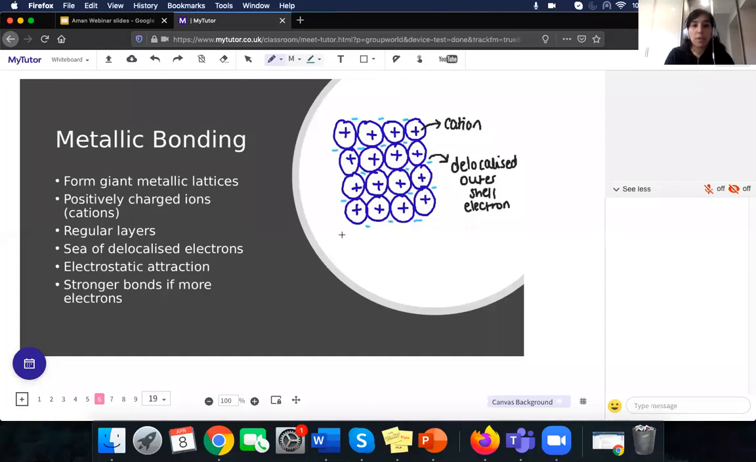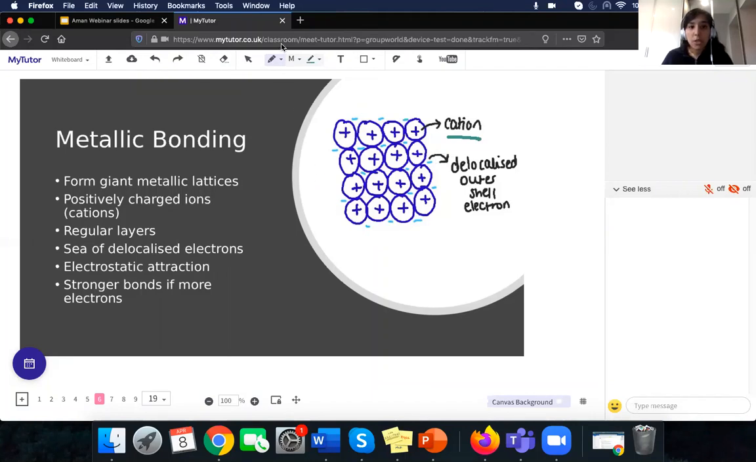Okay. So here is a metallic bonding diagram that I did earlier. What we can see here is that we've got cations. Cations are positive ions. Another word for that is cations. It doesn't matter which word you use in the exam. If you prefer cation, use cation. If you prefer to say positive ion, use positive ion. And then we've got these delocalized outer electrons.